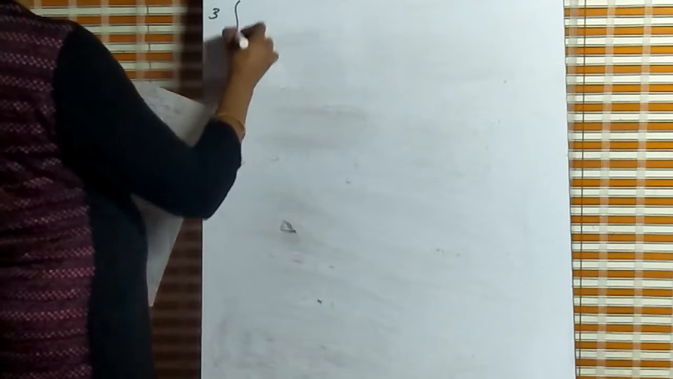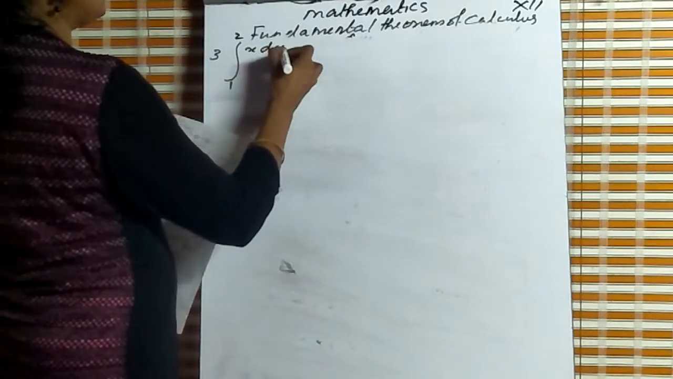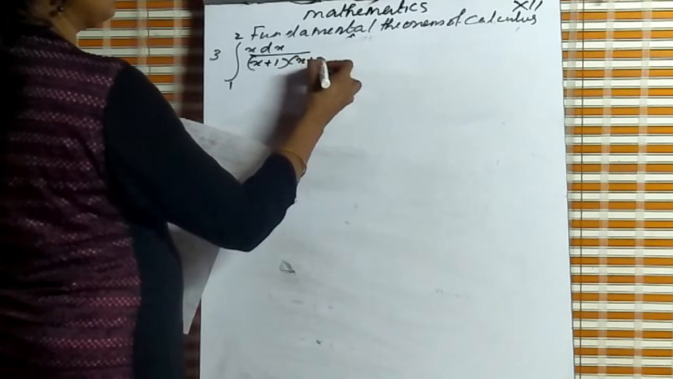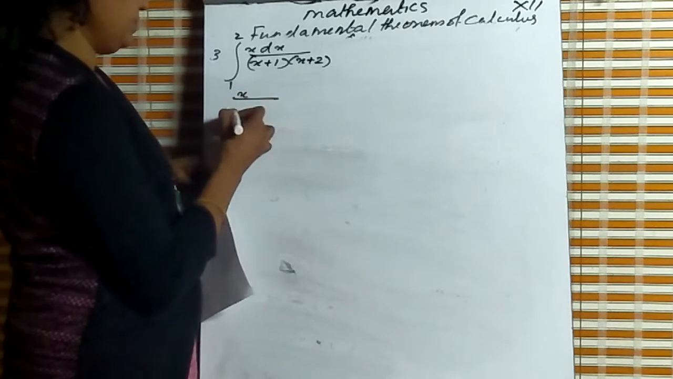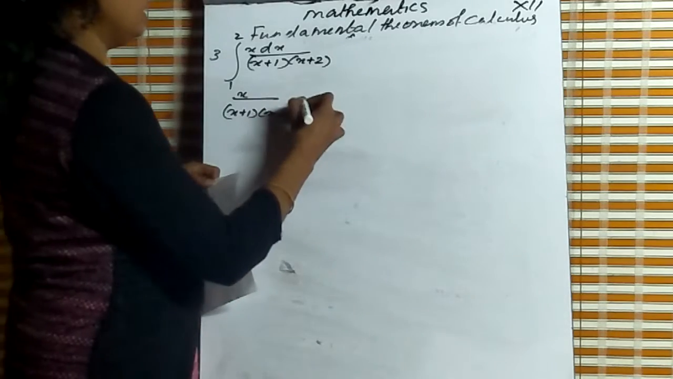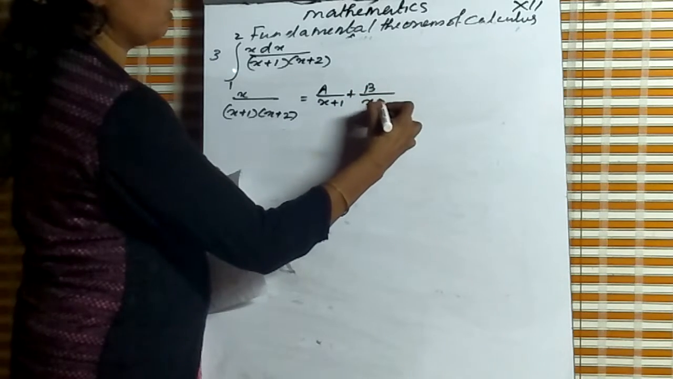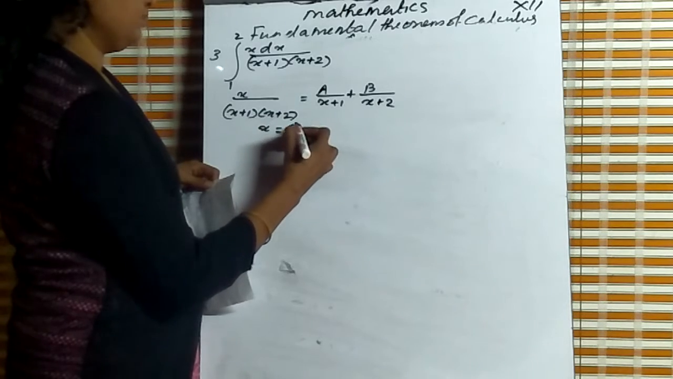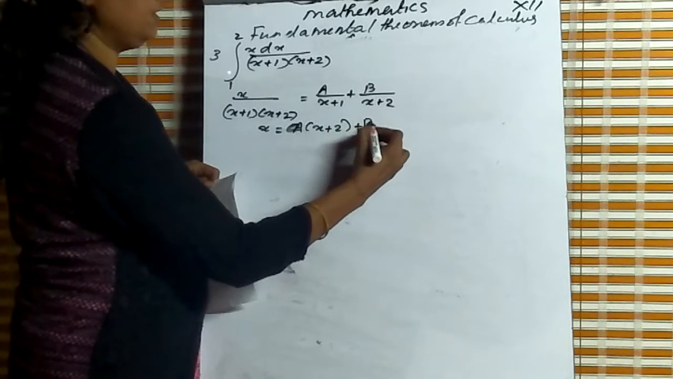Question number 3. Evaluate integral 1 to 2 x dx divided by x plus 1 into x plus 2. The given expression is of the partial fraction form. So we write x by x plus 1 into x plus 2 is equal to a by x plus 1 plus b by x plus 2. Multiplying throughout by x plus 1 into x plus 2, we get x is equal to a into x plus 2 plus b into x plus 1.